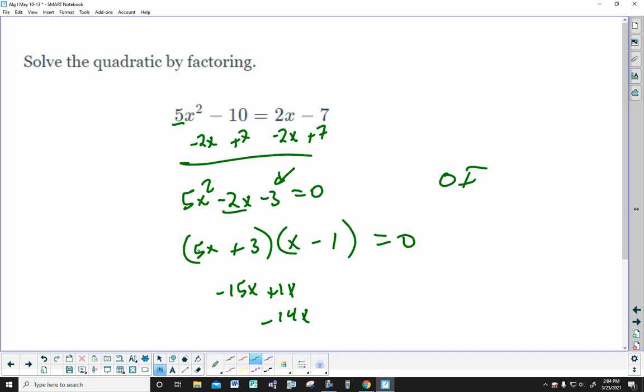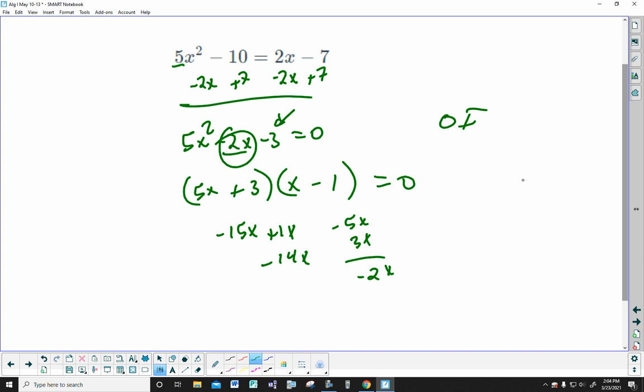3, 1. Outside, minus 5x. Inside, 3x. Negative 2x. There it is. Now, it's still something times something equals 0. It's still a product that equals 0. So you're still going to take the pieces and set them equal to 0.